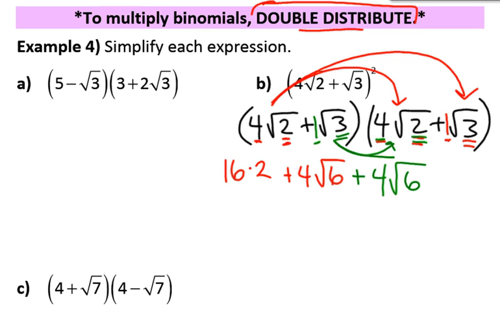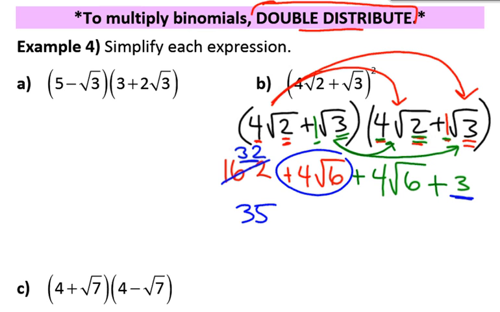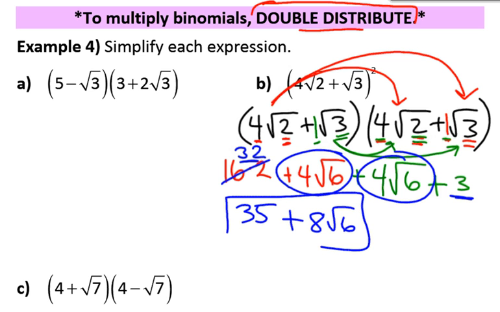Then last, root 3 times root 3. So root 3 times root 3, the 1 times 1 becomes just 1, and then root 3 times root 3 is just going to be 3. So now simplify. 16 times 2, we know that that's going to be 32. And so 32 plus 3 is 35. Then you have 4 root 6 and 4 root 6. So 4 plus 4 is 8 root 6, and that is my final answer.